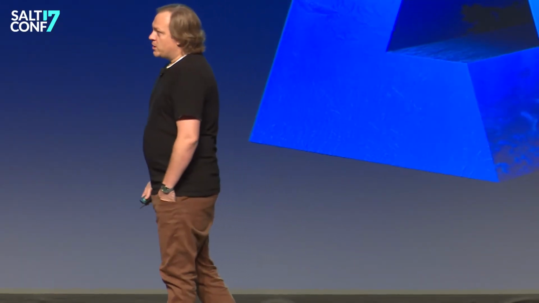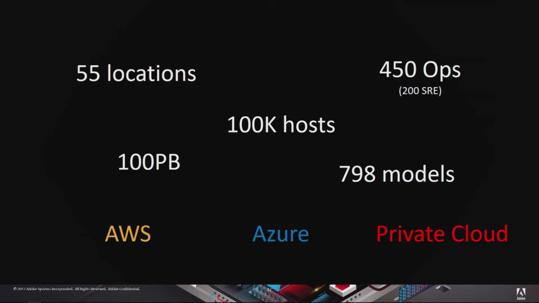A little bit about our infrastructure. We are very diverse. We have over 55 locations across Adobe that we serve production traffic from, over 100,000 hosts, 200-plus SREs, and an operations team that's got over 450 people. 100 petabytes of data and almost 800 unique models that are in production today. And to make things as complicated as possible, we run on AWS, Azure, and the private cloud.